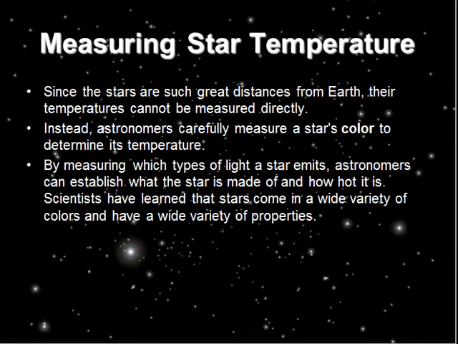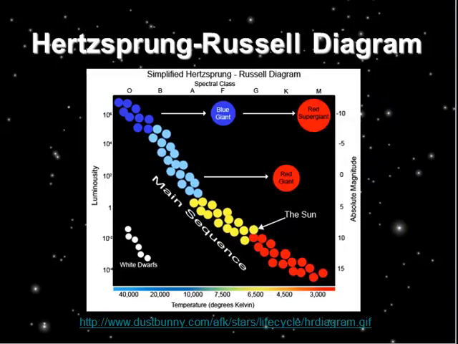Since the stars are such great distances from Earth, their temperatures cannot be measured directly. Instead, astronomers carefully measure a star's color to determine its temperature. By measuring which types of light a star emits, astronomers can establish what the star is made of and how hot it is. Scientists have learned that stars come in a wide variety of colors and have a wide variety of properties. They use something called the Hertzsprung-Russell diagram to classify and measure the different temperatures of the stars.